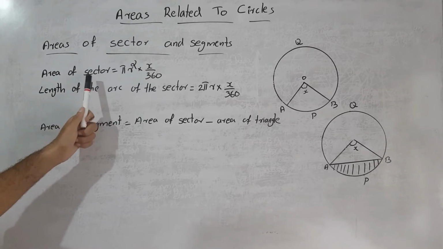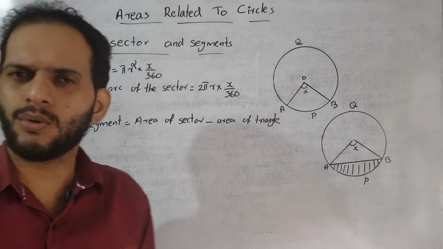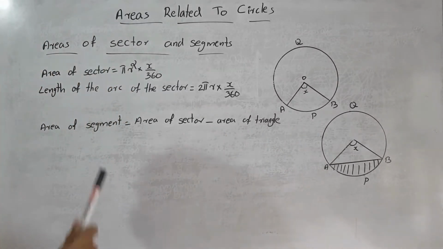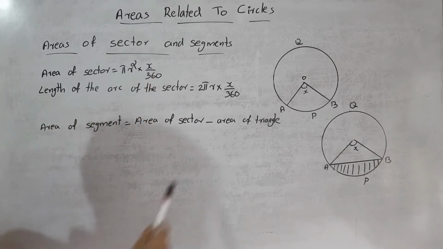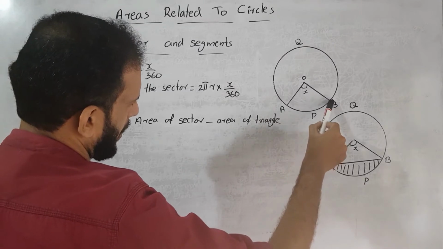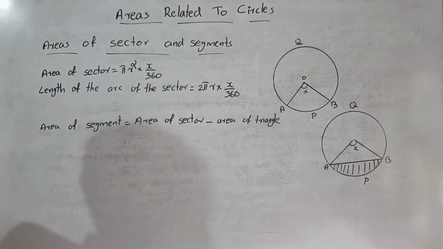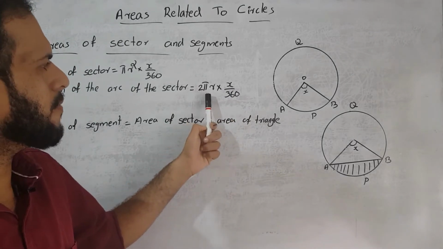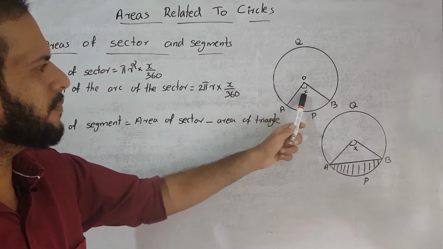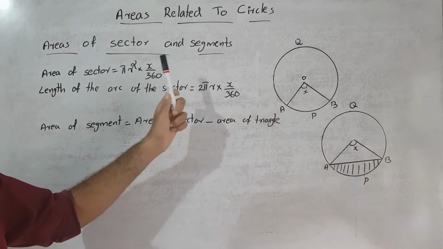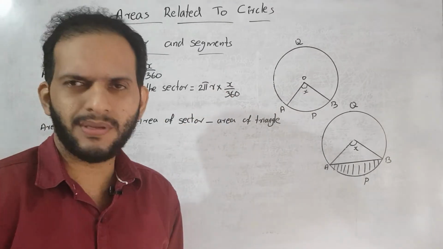The area of a sector is equal to pi r square into x by 360. What is pi r square? Pi r square is the equation of the area of a circle. So the area of the sector is equal to pi r square into x by 360. Then the length of the arc APB is equal to 2 pi r into x by 360. What is 2 pi r? 2 pi r is the equation of the circumference of a circle. Then x is the central angle of the sector and 360 is the central angle of the circle.